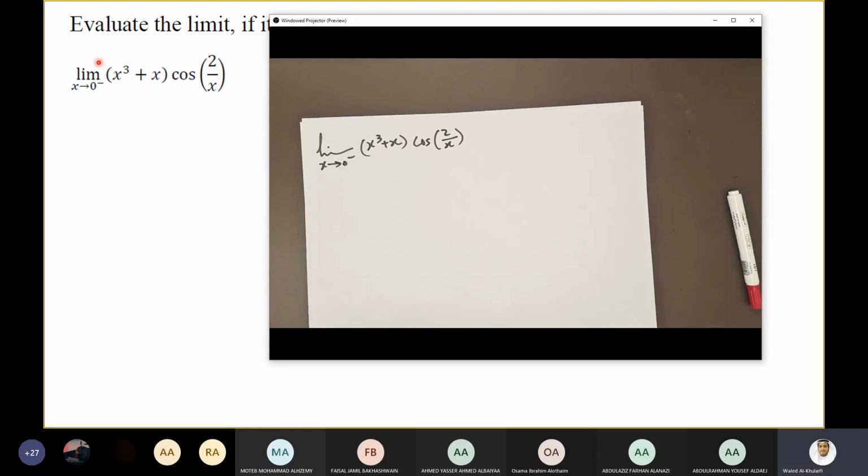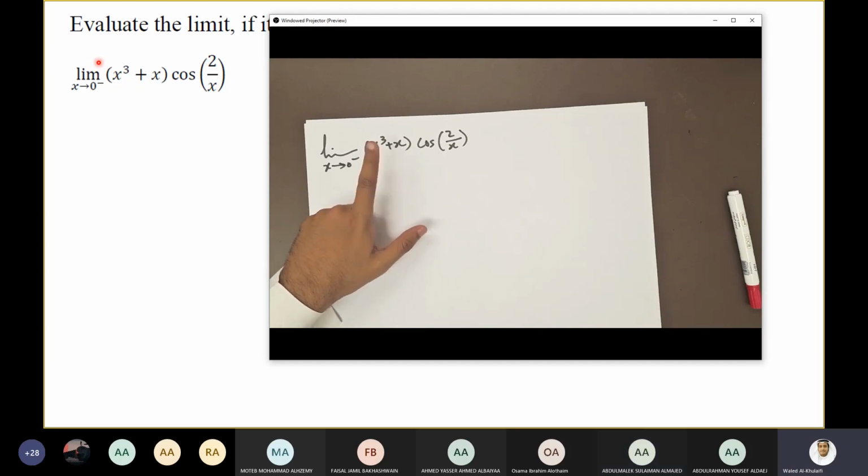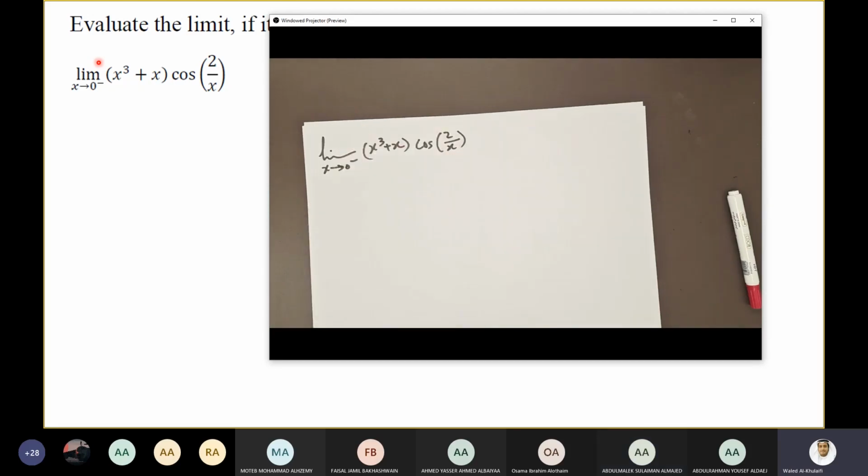Why you thought of this? Because the cosine 2 over x will oscillate. Very good. And it is multiplied by 0. This thing is bounded. Okay.